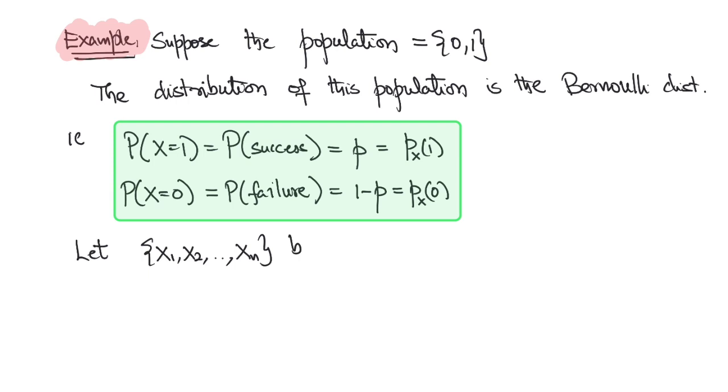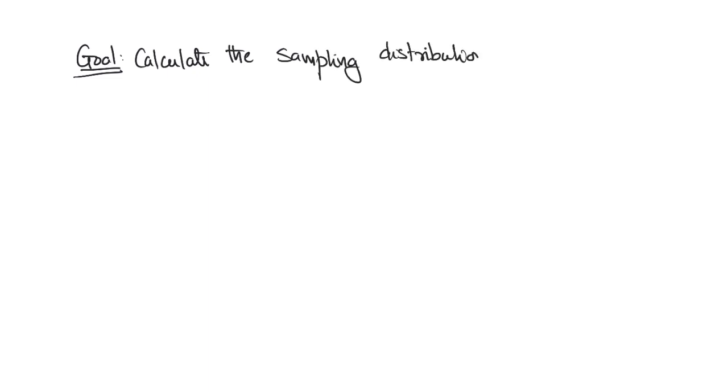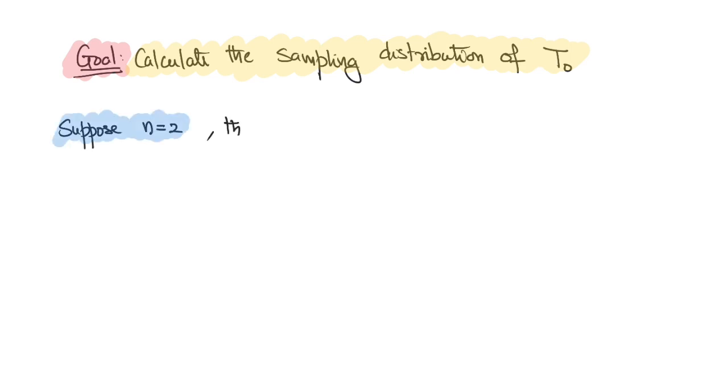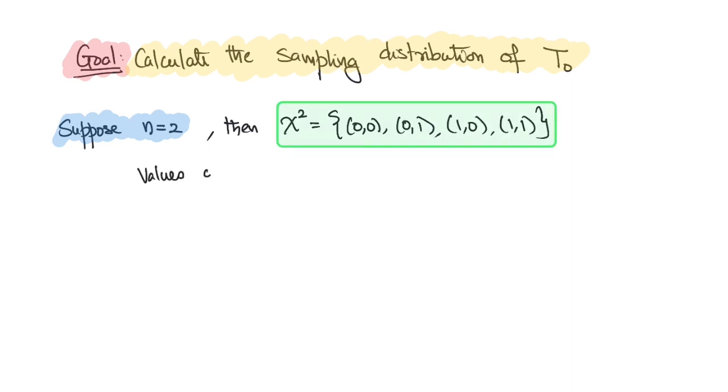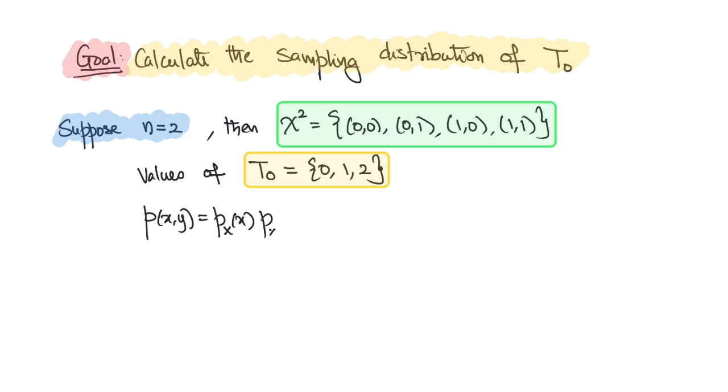Now let x1 through xn be a random sample coming from this population containing 0 and 1. Our goal here is to calculate the sampling distribution of the sample total T naught. So suppose we are working with a random sample of size 2, then our joint sample space is going to contain 4 elements as described here, and our sample total will take values 0, 1, and 2.